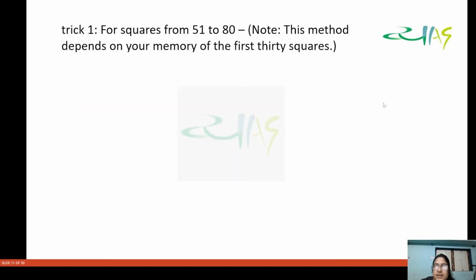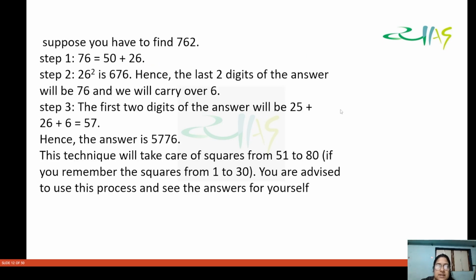Now, we are seeing the trick for all the squares between 51 to 80. This trick is applicable for squares between 51 to 80 only. I hope everybody is clear that whatever we are seeing in this trick is applicable to squares between 51 to 80. To solve by this method, you should have the memory of the first 30 squares. Now let's see what the method is.